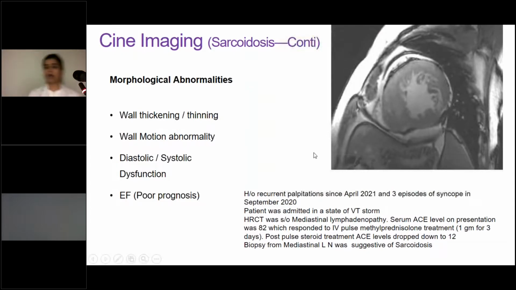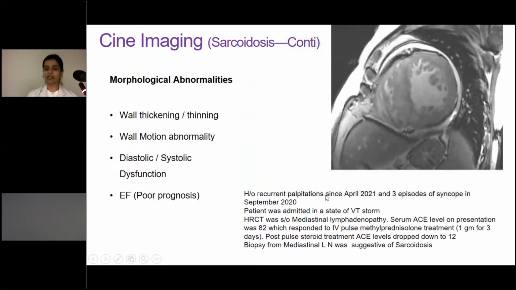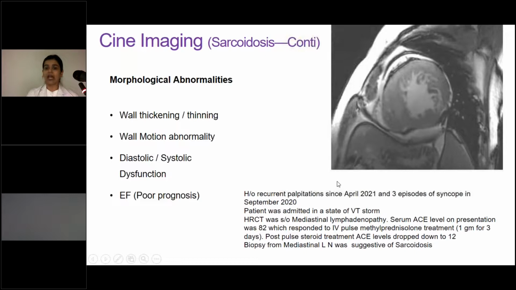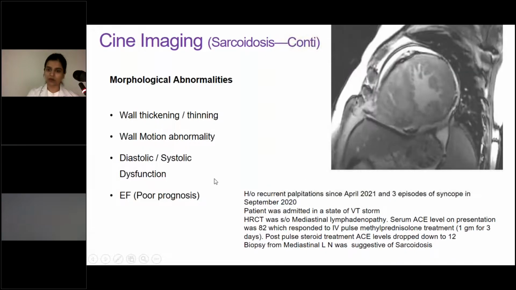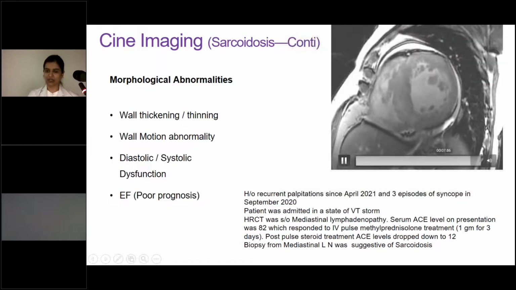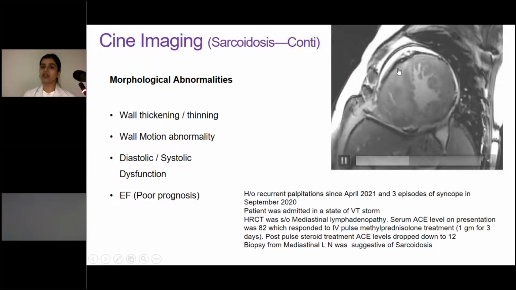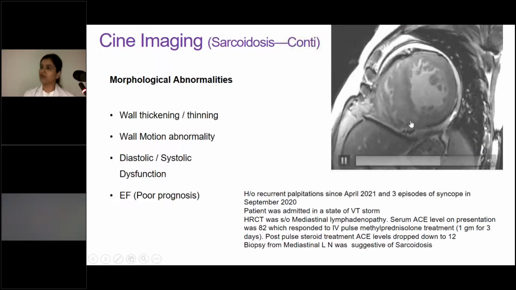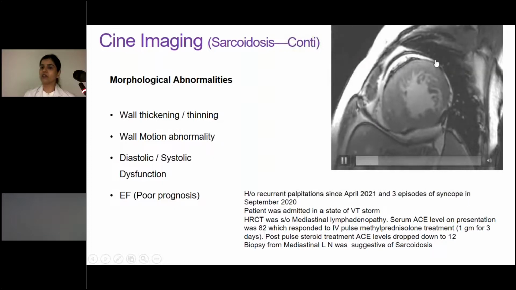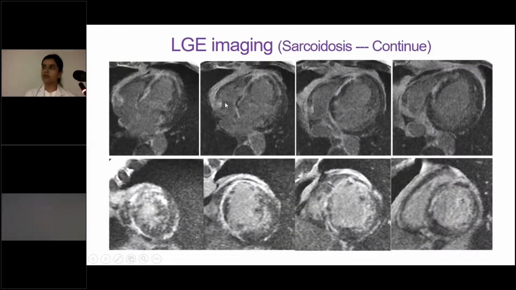So this is the cardiac MRI which was performed in a young patient who had a history of recurrent palpitations and syncopal attacks for the past 3 years and was admitted to our institute in a state of VT storm. Echocardiography of the same patient was performed, which had diagnosed systolic dysfunction and poor ejection fraction. And these are the cine short axis views of the heart of the same patient, demonstrating diffuse circumferential wall thickening of the left ventricle. The contractility of the heart is reduced, and there is also a thin rim of pericardial effusion in this sequence.